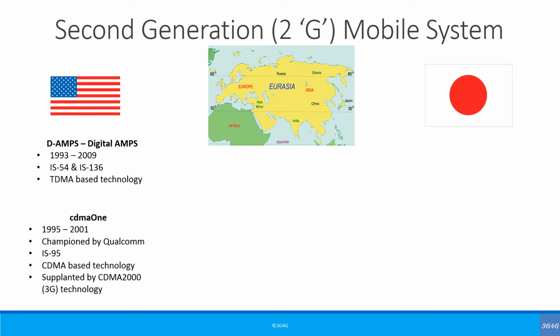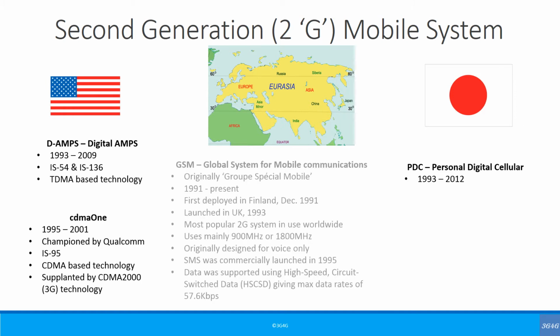Now CDMA1 was also used in some other countries in addition to the US. There was one operator in Japan and one in China, and there were some other countries, but it wasn't very popular. In Japan, they had their own version of 2G, which was called PDC, Personal Digital Cellular. Again, it was only very specific to Japan, which was actually launched by NTT Docomo.